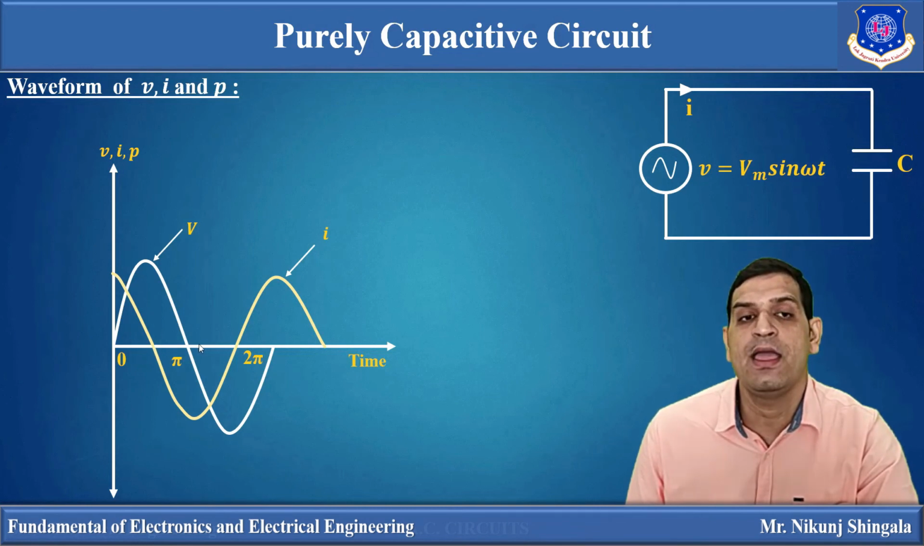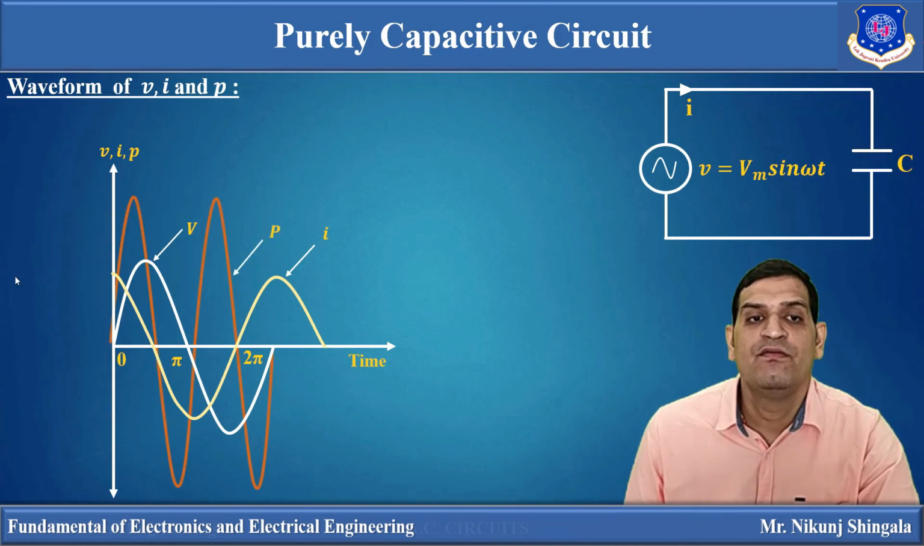Between pi by 2 to pi, voltage is positive and current is negative, so the product will be negative, so the power waveform will be in this direction. Between pi to 3 pi by 2, current and voltage both are negative, so the product will be positive. And between 3 pi by 2 to 2 pi, current is positive and voltage is negative, so the product will be negative. So the final power waveform will look like this. Here we get the positive cycle, here we have the negative cycle.